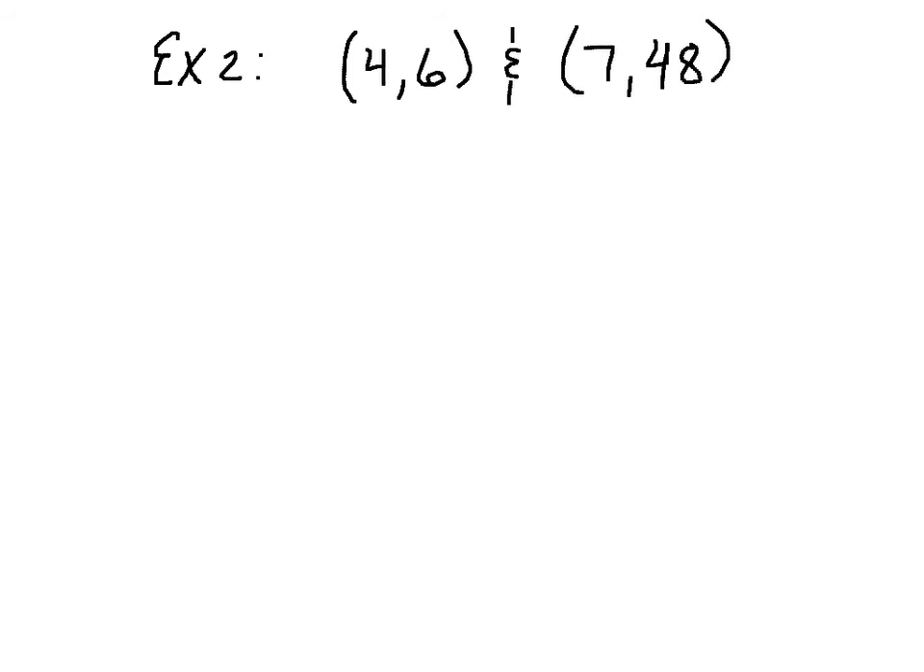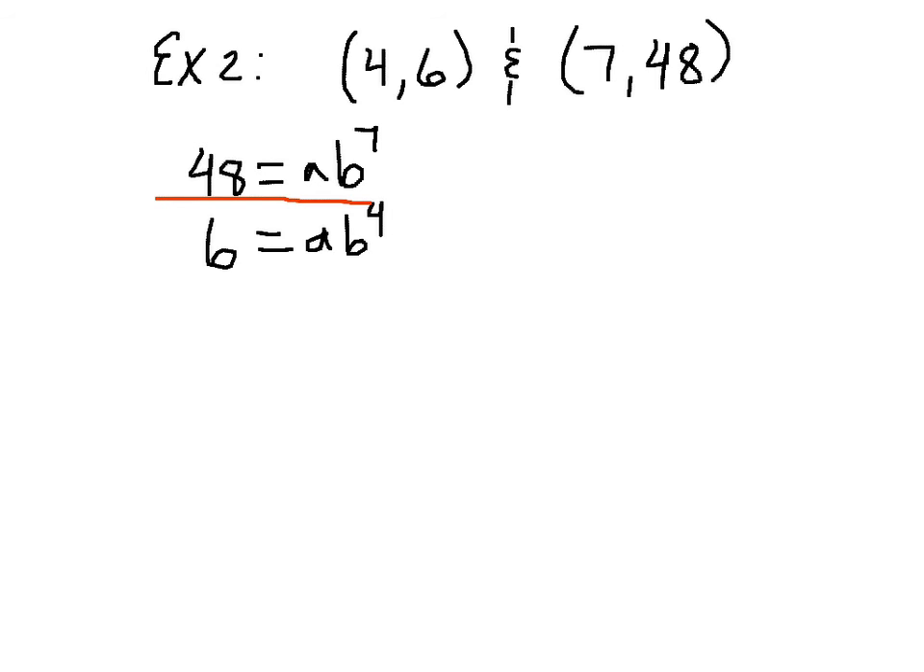Now in this one here, we're going to start with the higher x value. So we'll set it up: 48 equals a b to the 7th, and 6 equals a b to the 4th. Switch colors. We will divide the equations. So 48 divided by 6 is 8. The a's cancel. b to the 7th divided by b to the 4th is b to the 3rd. And when we take the cube root of both sides, b is going to equal 2.